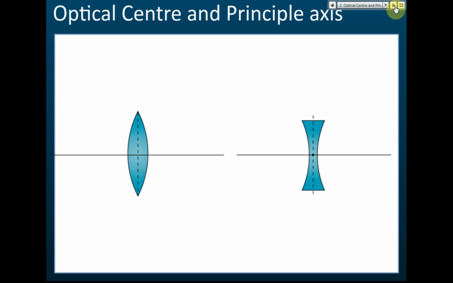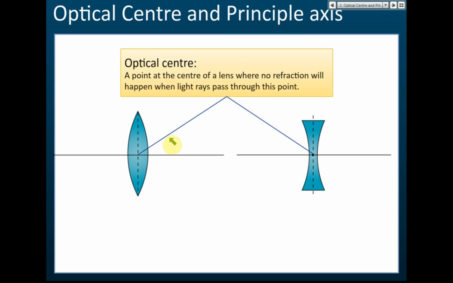The important terms: optical center and principal axis. Optical center first. The optical center is a point at the center of the lens. So this is the center of the lens. At this point, there is no refraction when a light ray passes through it. Whatever light passes through this point, there's no refraction. So this point is called the optical center.